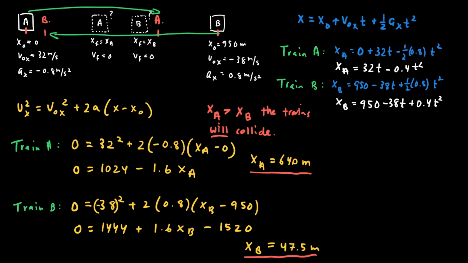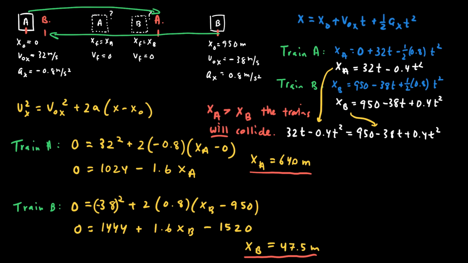And again, my method here is to set those two equations equal to one another and solve for time. So I would be solving for t at the instant where the two positions of the two trains are equal. And that's exactly what I want, the moment where that collision occurs. So this looks something like the following. 32t minus 0.4t squared equals, right? So that is this first equation on the left. And now the second equation is going to go on the right. 950 minus 38t plus 0.4t squared.